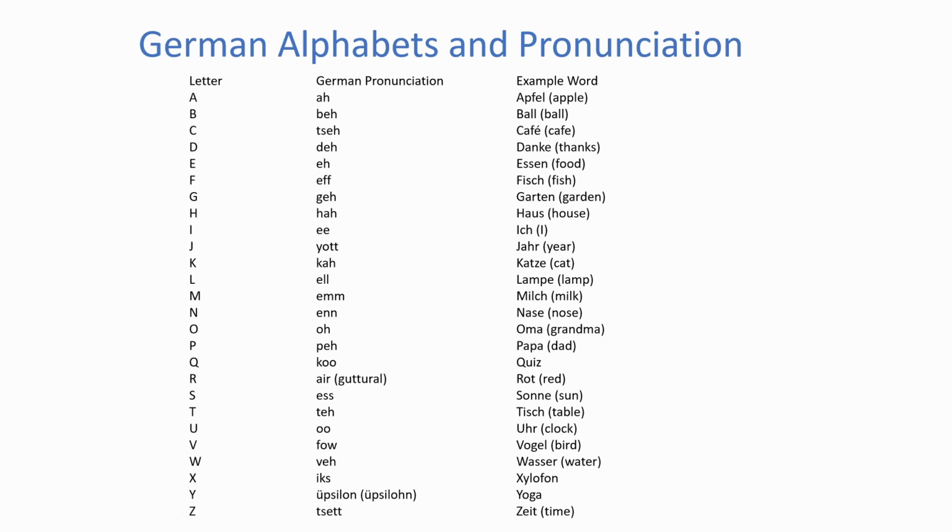Letter E is pronounced as A. The example word for this is essen. Essen means food. Letter F is pronounced as F. And the example word is Fisch. That means fish in English.